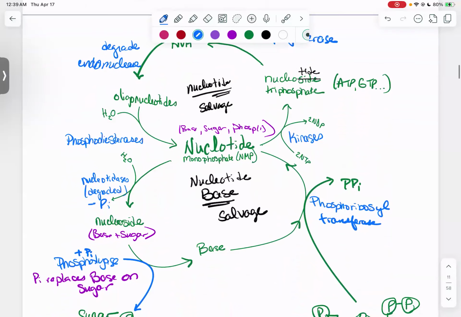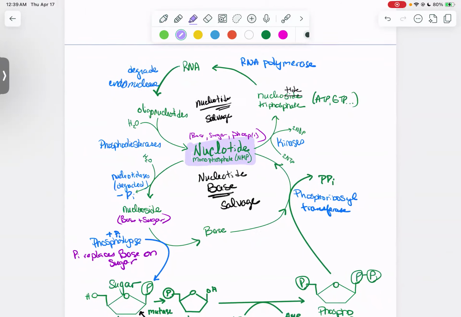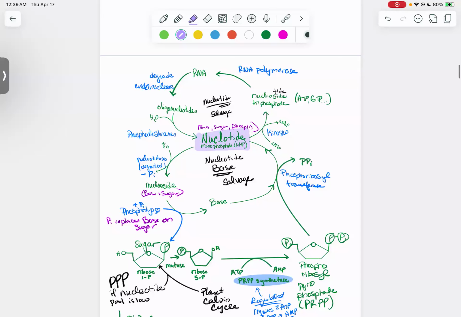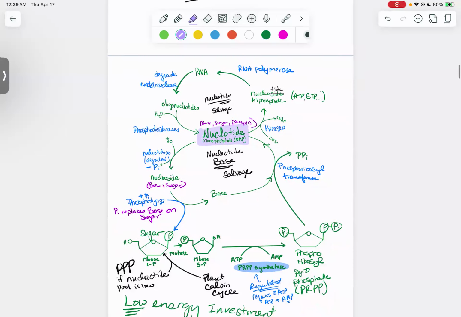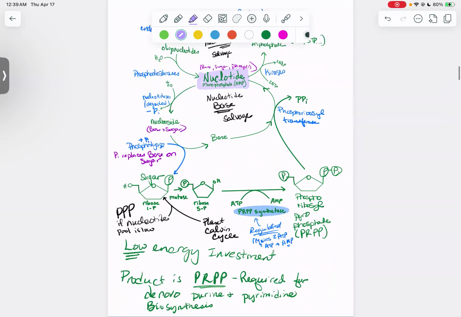So here's my drawing of putting these two pathways together, where my key molecule is my nucleotide monophosphate, right? That's the base, the sugar, and one phosphate group. And then I drew both of my pathways, and I included my generation of my PRPP and things like that. So just take that and try to put it all together.